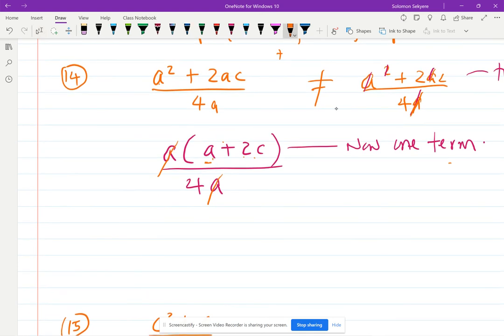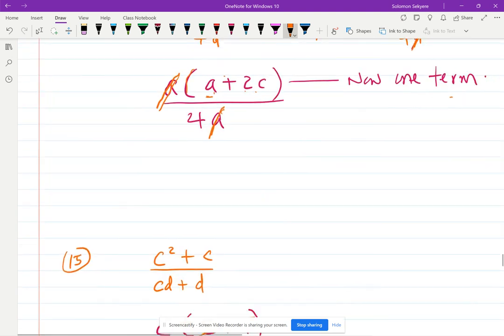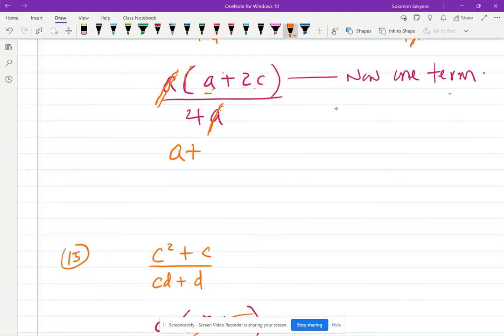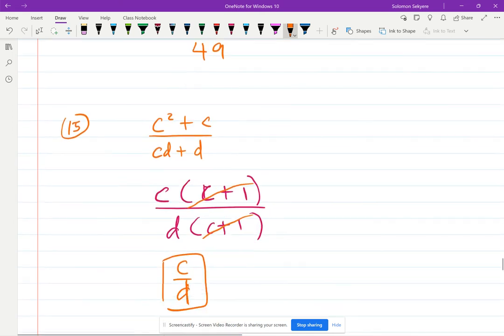Now that you factored your a out, what do you have? This whole thing, a squared plus 2ac, has become one term because of the multiplication. The parenthesis makes everything one term right now. Now I can divide my a's, and I'm left with a plus 2c all over 4a as my answer. Let's do the next one.